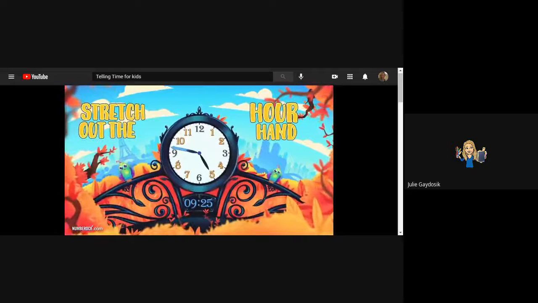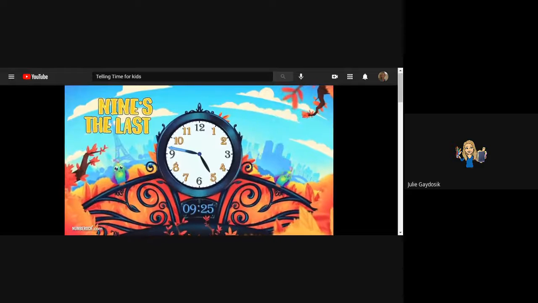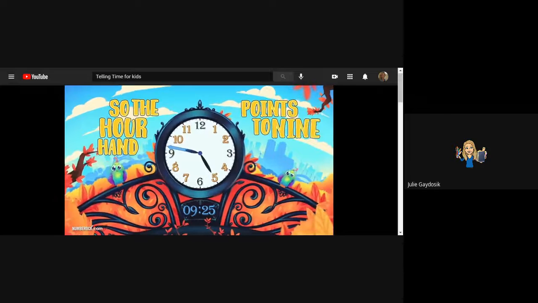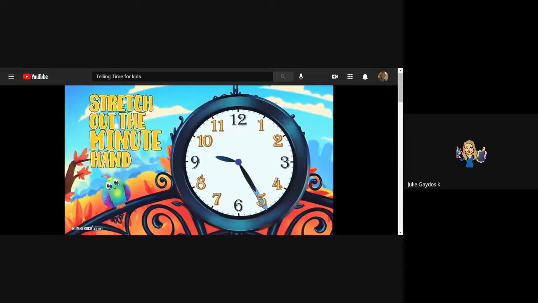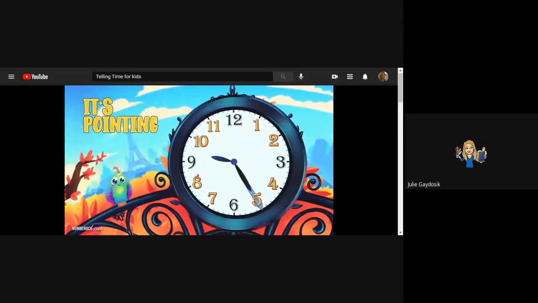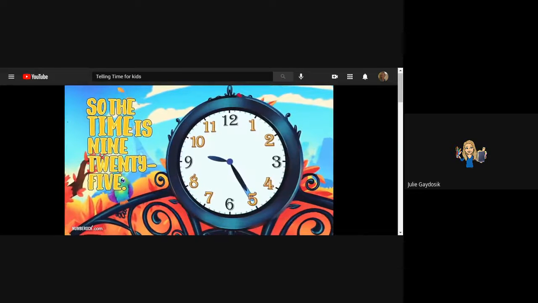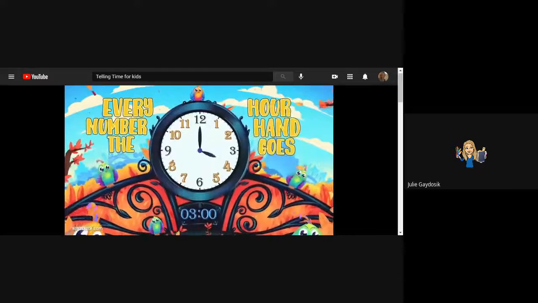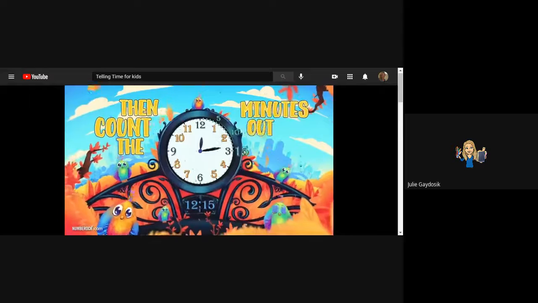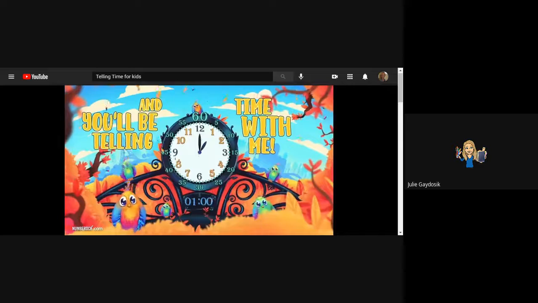Stretch out the hour hand, see where on the clock it lands. 9's the last number it went by, so the hour hand points to 9. Stretch out the minute hand, see where on the clock it lands. It's pointing right at the 5, so the time is 9:25. Every number the hour hand goes by represents 1 hour of time. Then count the minutes out of 60, and you'll be telling time with me.